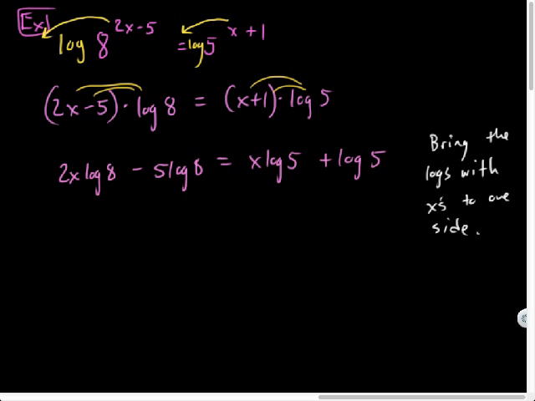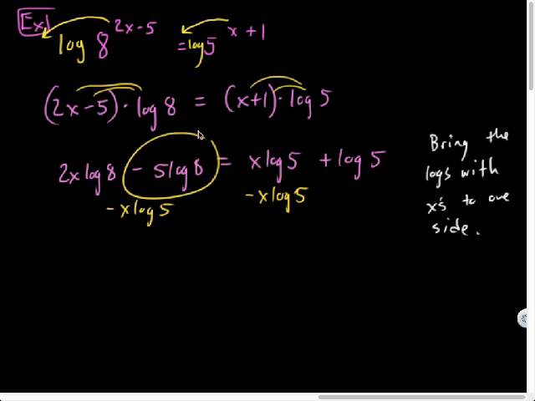So in order to do that, here's a log with an x, here's a log with an x. I want to bring this over here. How could I move that? I'll subtract x log 5 from both sides. And just remember that log 5 is just some number, right? So this equation is really no different than if I had 2x minus 5 equals x plus 1, and I would just subtract the x from both sides to bring them together. Same idea, same principles are applying, so don't get scared off by the fact that there's logs around.